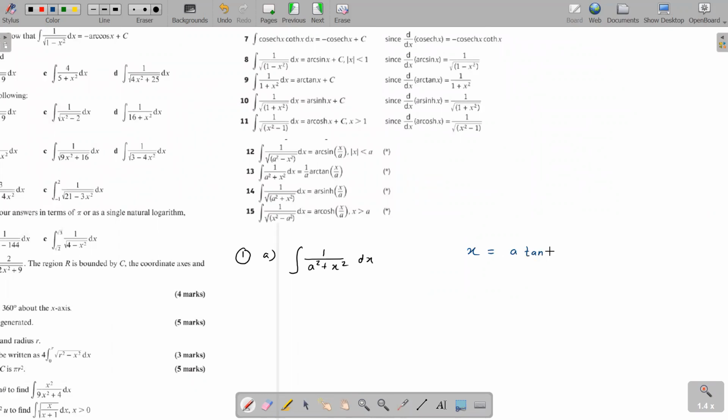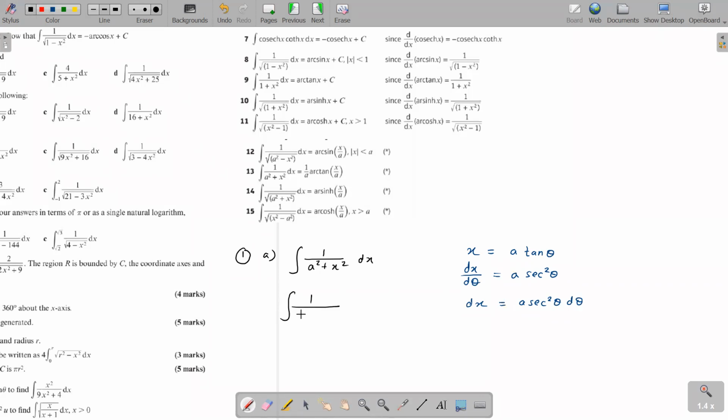Whenever they give you a substitution, what's the first thing we do? We must differentiate the given substitution. So what do we get here? dx by d theta equals a times, what's the differentiation of tan theta? Differentiation of tan is sec square. So let's make dx the subject: dx equals a sec square theta d theta. Are you with me?